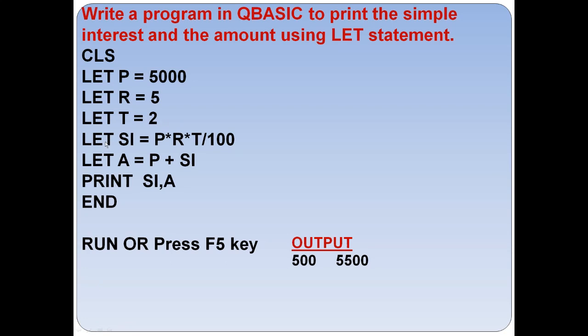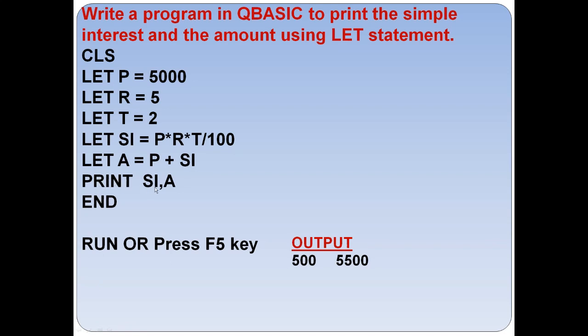Now we will put the formula. Let SI mean simple interest. The formula of simple interest is P multiply R multiply T and divided by 100. We are dividing by 100 because R is in percentage form, so the percentage sign is 100. So P multiply R multiply T divided by 100. Now let A, the amount, be equal to principal P plus SI, simple interest.